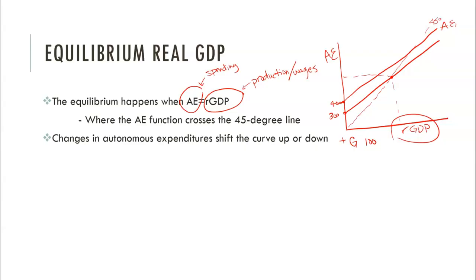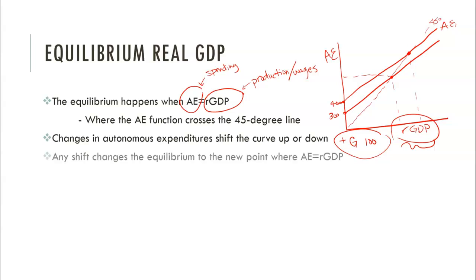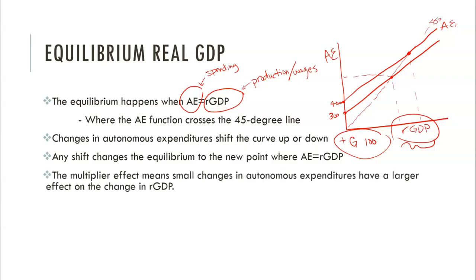It also gives us a new equilibrium point. So that new aggregate expenditure line crosses our 45-degree line somewhere else. And generally, it's going to be a lot more of an increase than just whatever that change in autonomous spending was. And that is because of that multiplier effect, which we talked about in the marginal propensity to consume and save video. So any shift is going to change our equilibrium to a new point. So any change in autonomous expenditures is going to give us a new equilibrium.